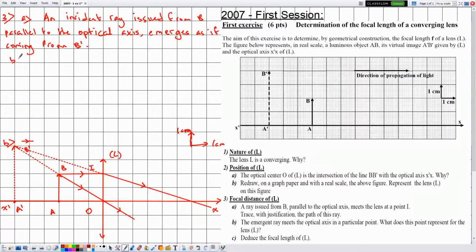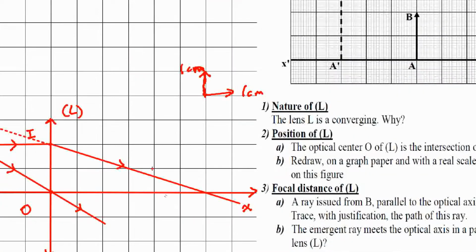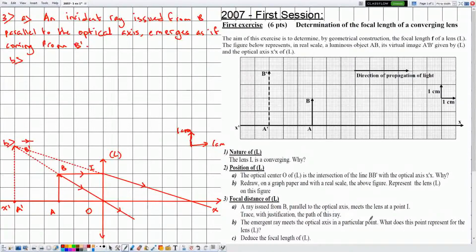Now part B, they are telling me the emergent ray meets the optical axis in a particular point. So this is the emergent ray and this is the optical axis. This is the meeting point, which is the intersection point. What does this point represent of this lens? Okay, we know that an incident ray parallel to the optical axis is related to the image focus. Therefore, this point represents the image focus. Now let's do the justification.